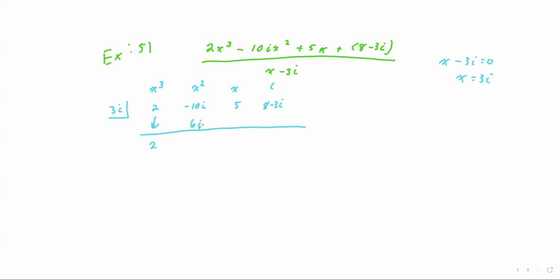3i times 2, 6i. Now so I can multiply, then add. Negative 10i plus 6i is negative 4i. 3i times negative 4i. I'm going to do some pre-work over here. It's not going to be as much as what we've been doing. But this will be 3i times negative 4i. So that would give me negative 12i squared. And then I know that's negative 12 times negative 1, which gives you a positive 12. 5 plus 12 is 17. So now I'm going to do the same thing. 3i times 17. What's that? 30, 51. So that should give you 51i.